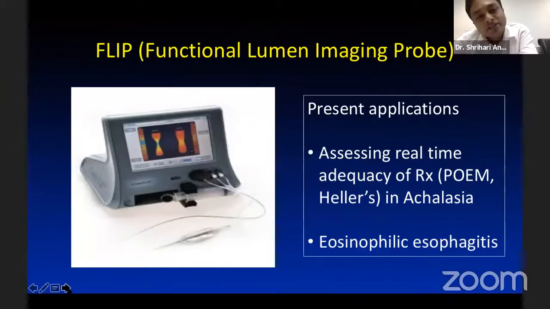The recent modality which has been introduced is called the EndoFLIP. What EndoFLIP basically does is give you a distensibility index, as Professor Mittal had discussed. It gives you a measure of the opening of the esophagus, and the present applications for EndoFLIP in patients with dysphagia is usually assessing the real-time adequacy of either a POEM or a Heller's myotomy in patients with achalasia. It is also used very frequently in patients with eosinophilic esophagitis. But it is likely that this could gather a lot of application in the coming future.